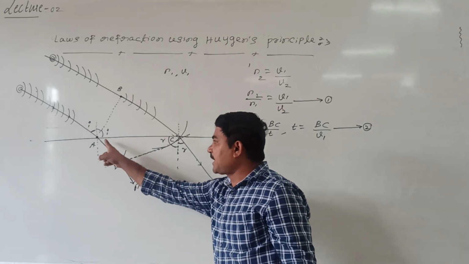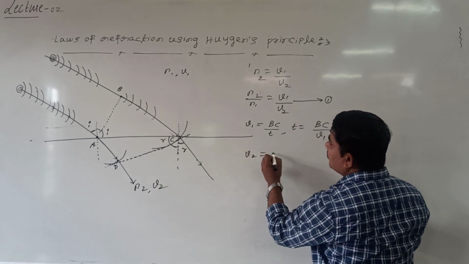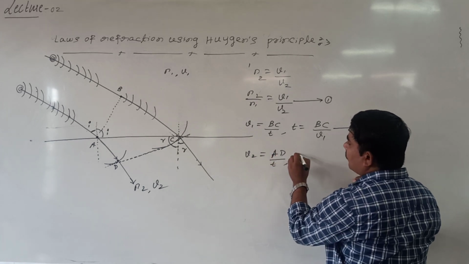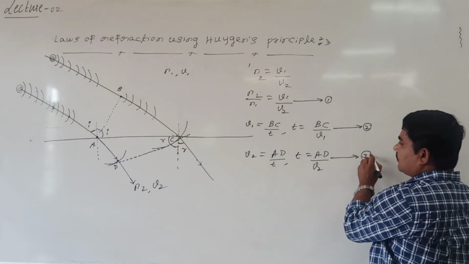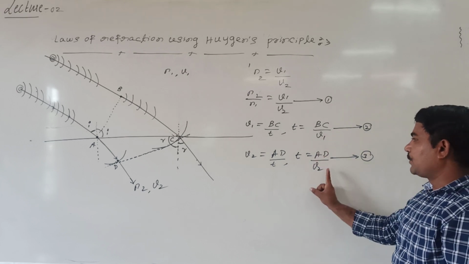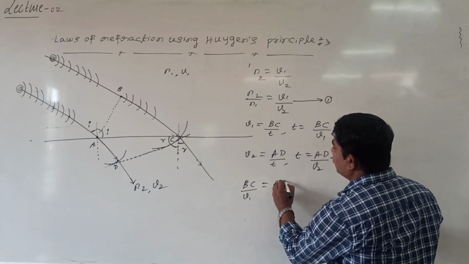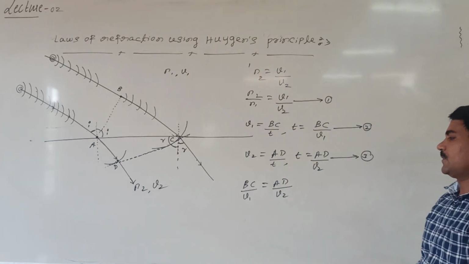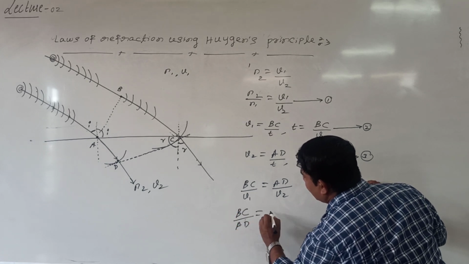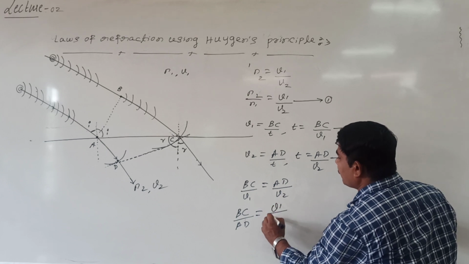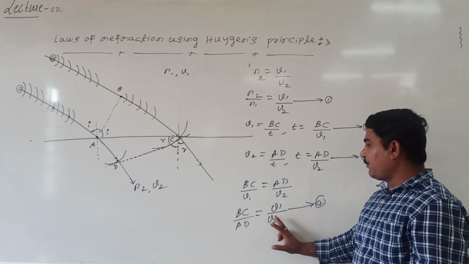Then similarly, how much time is taken by AD? See here, in this AD what is the speed? The speed is V2. V2 is equal to AD divided by T, or T is equal to AD divided by V2. Let us call this equation number 3. Now, you just compare equations 2 and 3. What are we getting? BC divided by V1 is equal to AD divided by V2. Or I need V2 by V1. BC divided by AD is equal to V1 divided by V2. Let us call it equation 4. BC by AD is equal to V1 by V2.